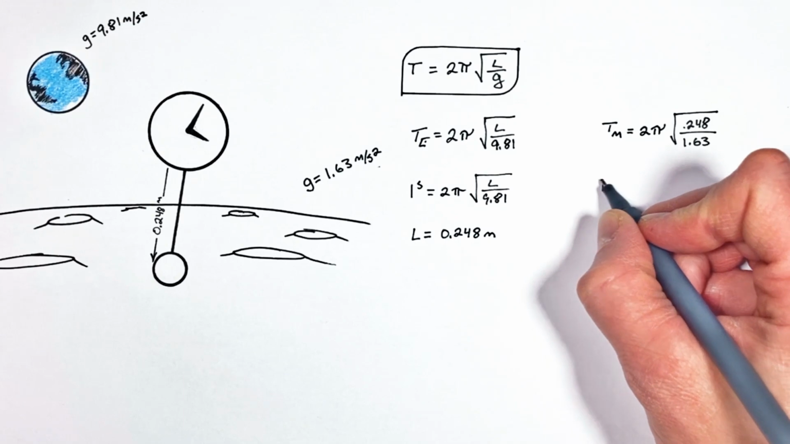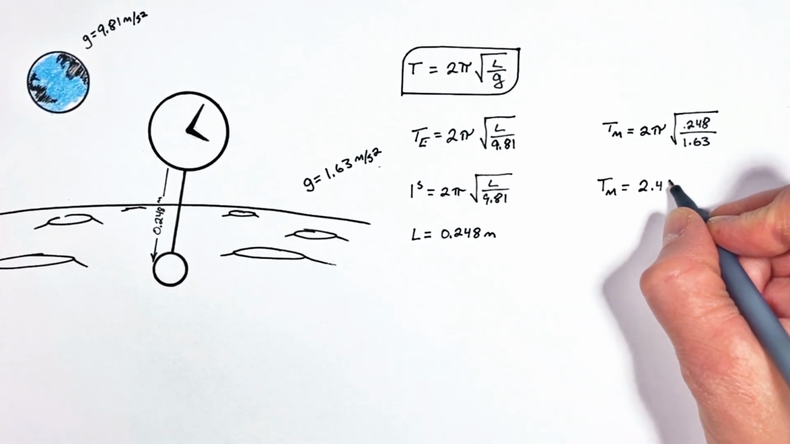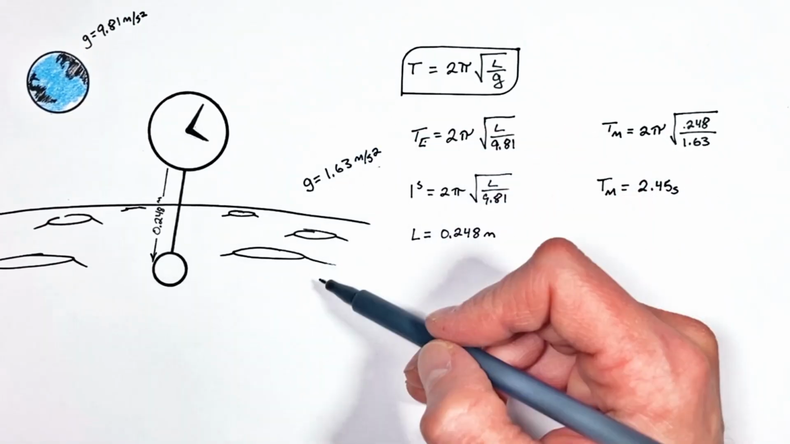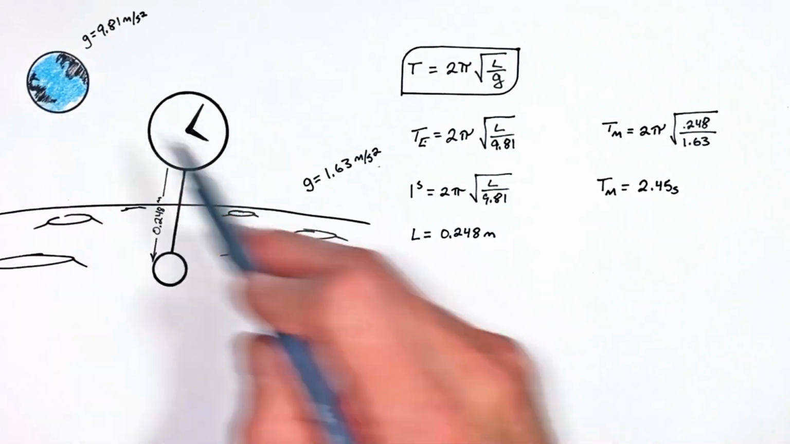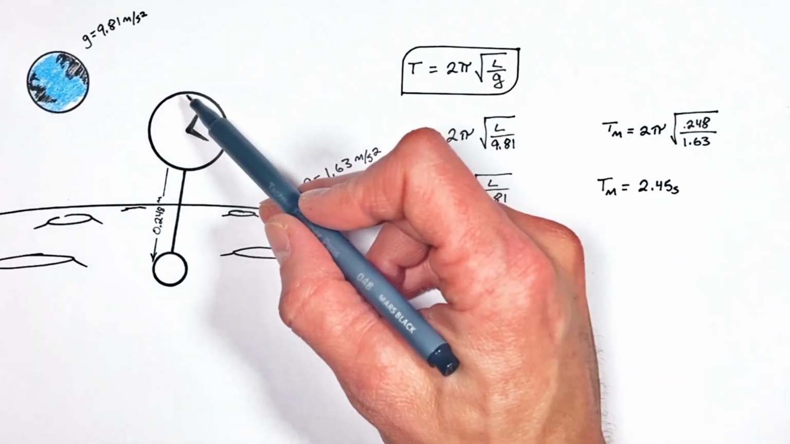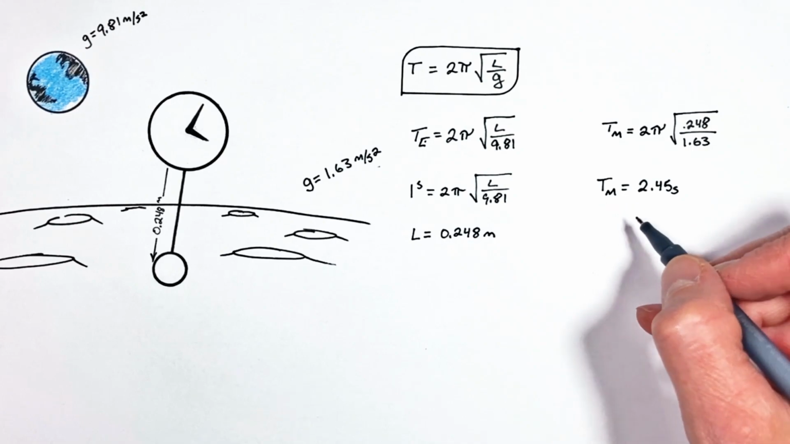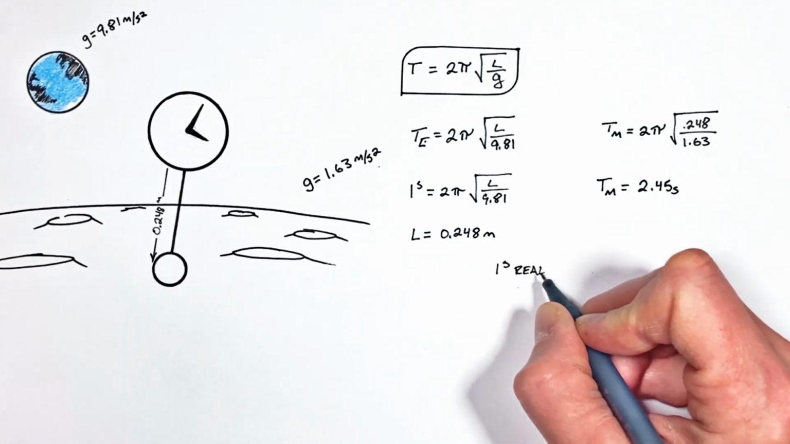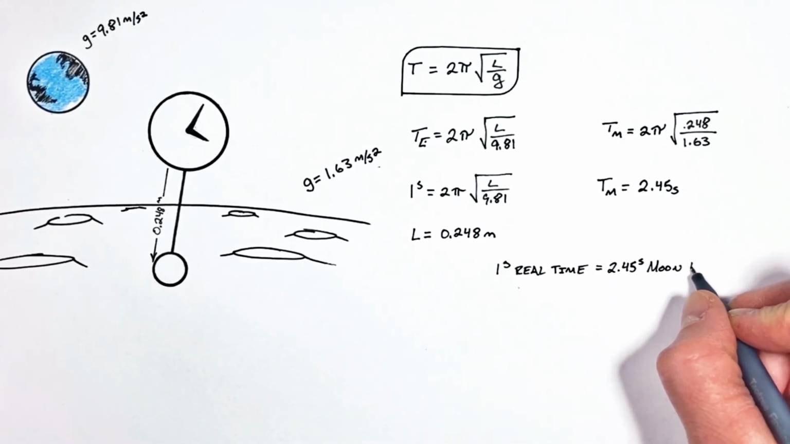Solving for the period of the clock on the moon, we get 2.45 seconds. And this is where I see the confusion in this problem start to arise. We know the period of the clock on the Earth as well as on the moon, but what do we do with those two values in order to figure out what the clock is actually going to read after a certain amount of time has elapsed on the moon? Really all we found here is that it's going to take 2.45 seconds on the moon for the clock to say 1 second has gone by.